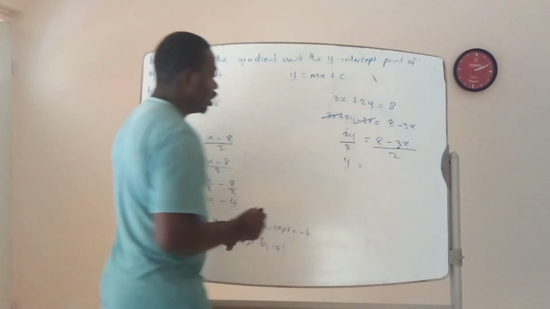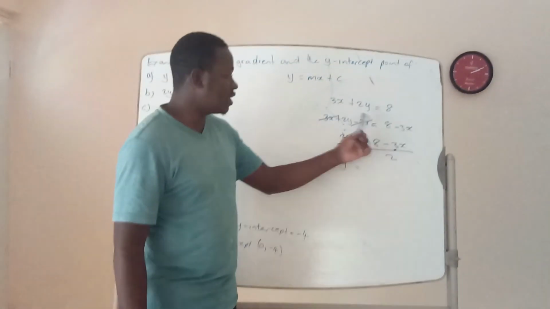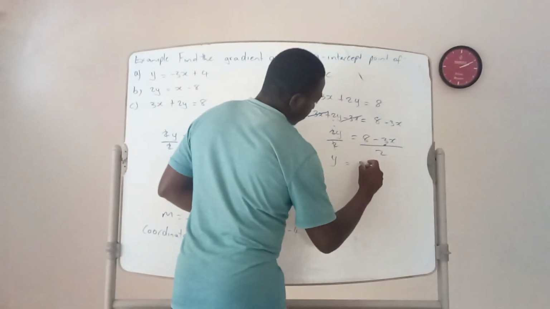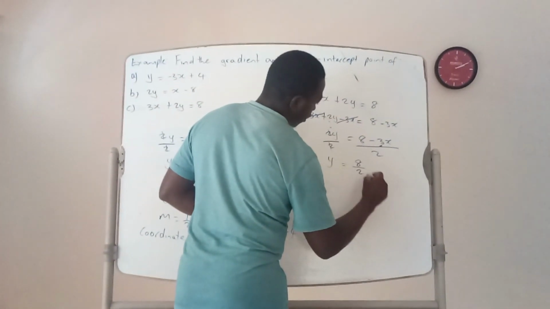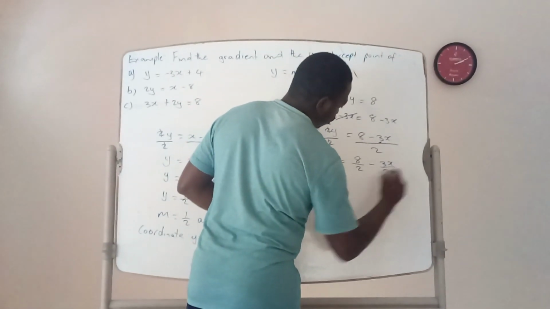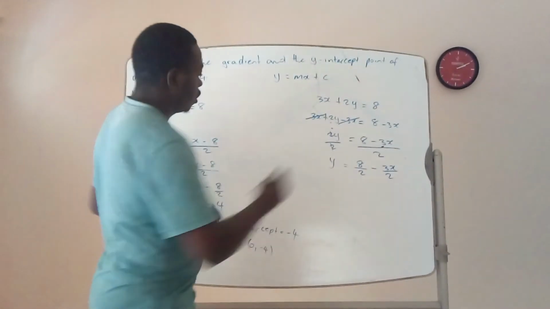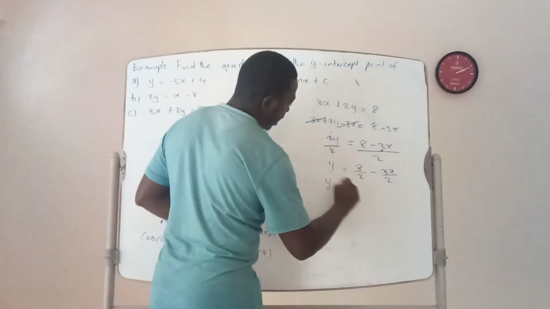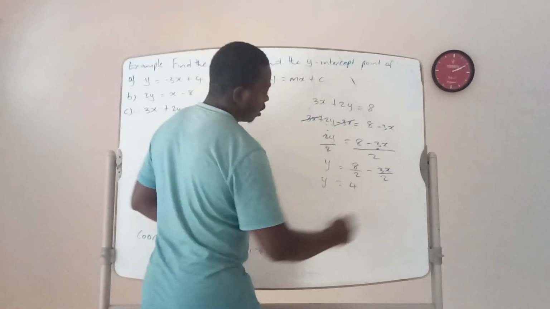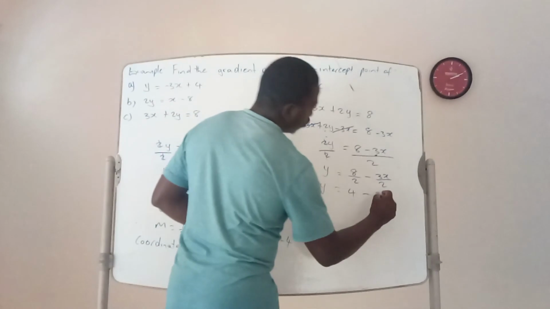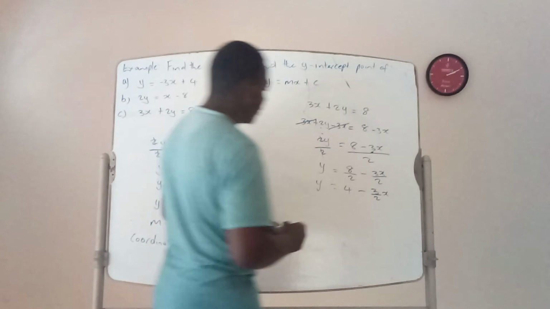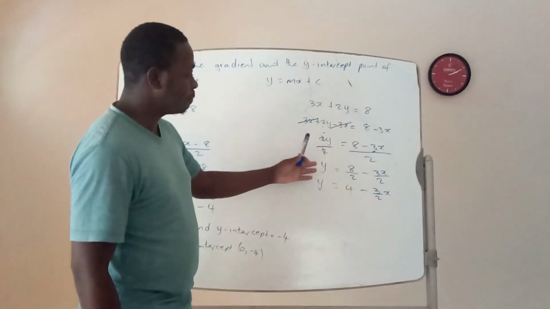Now, we learned that we can split this side. So, I'm just going to go ahead and split it. We learned that this is the same thing as 8 divided by 2 minus 3x all divided by 2. Now, you can simplify. y is equal to 8 divided by 2, which is 4, minus 3 over 2x. Right? So we can write it like that.